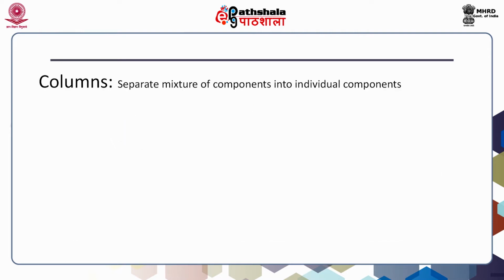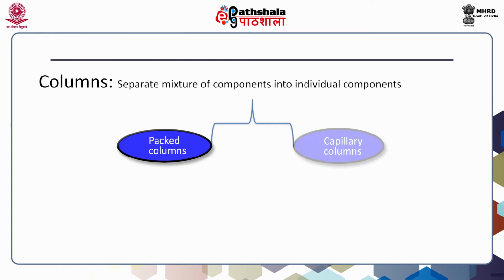Now we will discuss the columns. Another very important component in GLC is the column, because whatever separation has to be done is performed inside the columns. And as I said in one of my previous slides, the stationary phase is filled in these columns. These columns can be of two types: one is the packed column, another one is the capillary column.